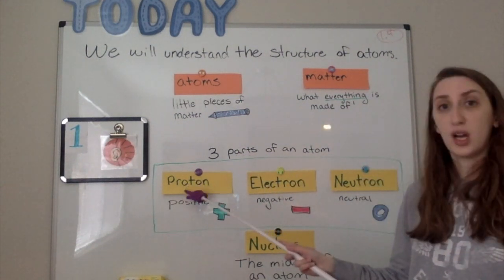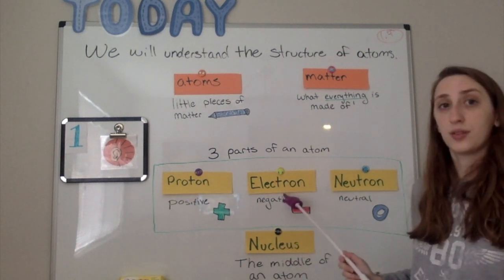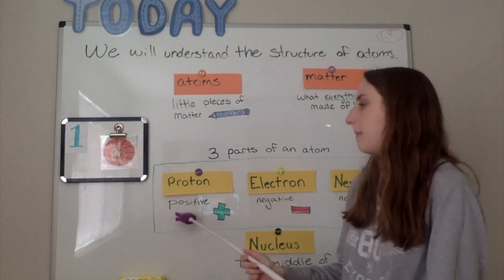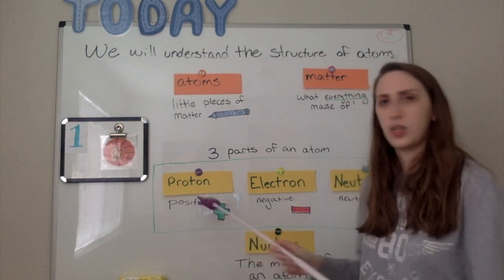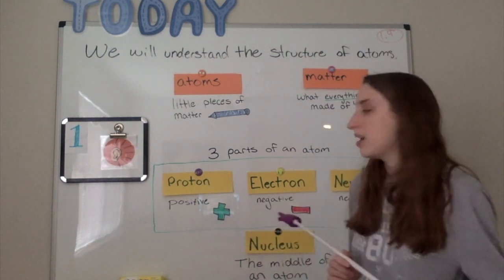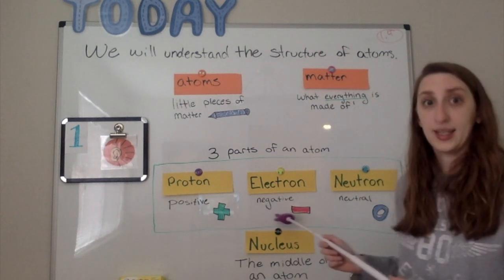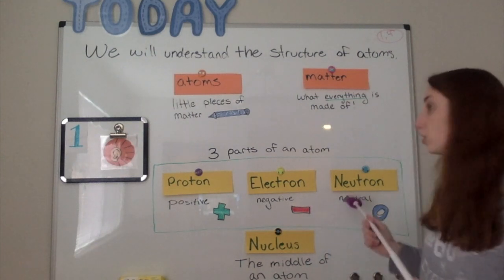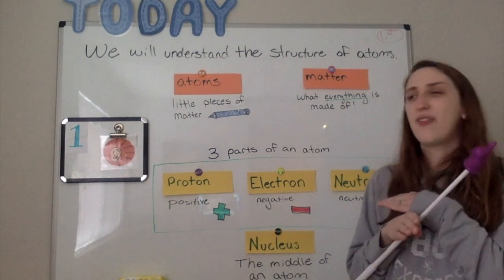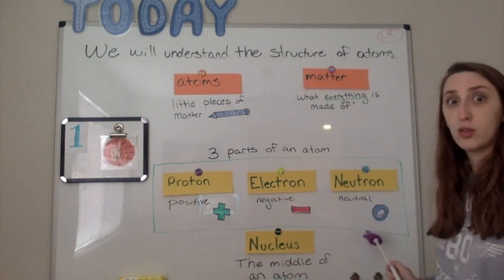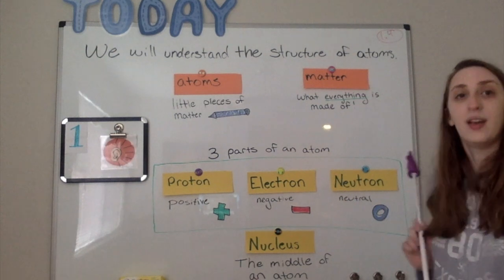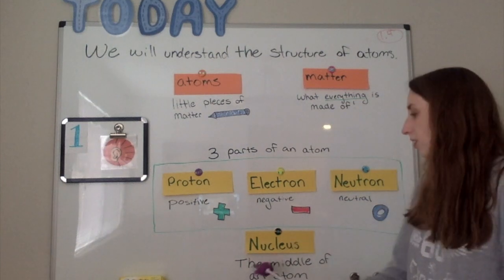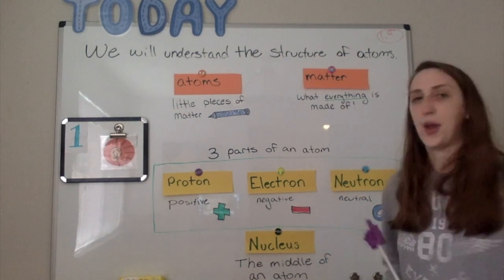And those are protons, electrons, and neutrons. We learned that protons have a positive charge, so we give them a plus sign. We learned that electrons have a negative charge, so we give them a minus sign. And we learned that neutrons are neutral, so they have no charge and no sign at all. And the last word that we learned was nucleus. And that's the name that we give the middle of an atom.